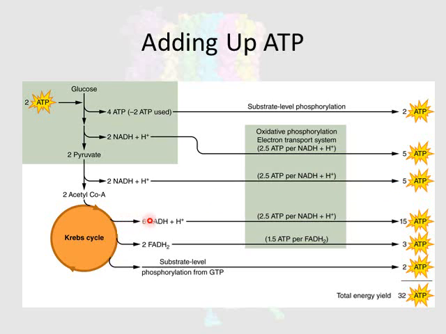Then we've got 6 NADHs and 2 FADH2s coming out of the Kreb cycle because of the 2 turns. You add those up, that's 15 ATP and 3 ATP, and then the 2 ATP that are made right in the Kreb cycle. You add all those up, you get 32 ATP. That's where the number 32 comes from. Obviously, if we started with glycogen instead of glucose, we would have 33 ATP.